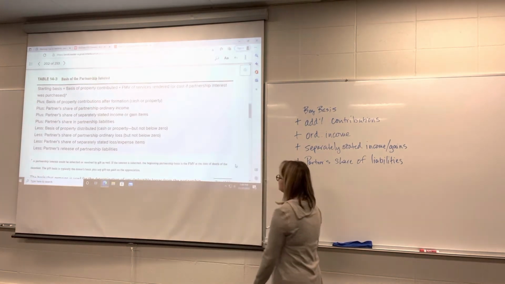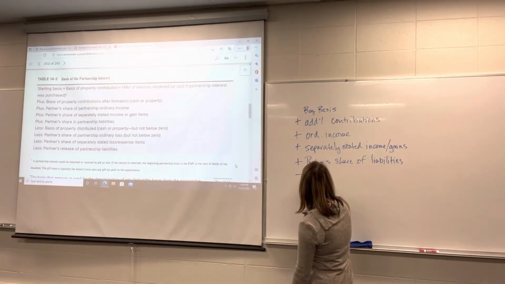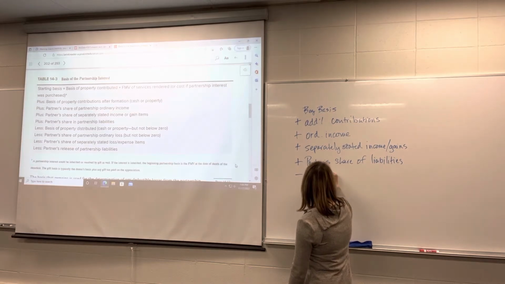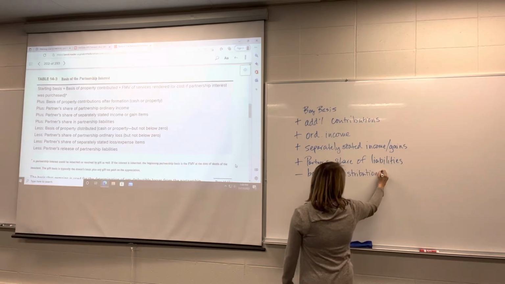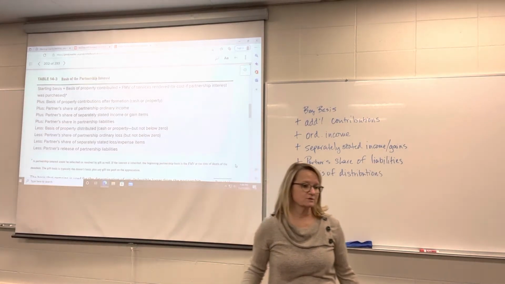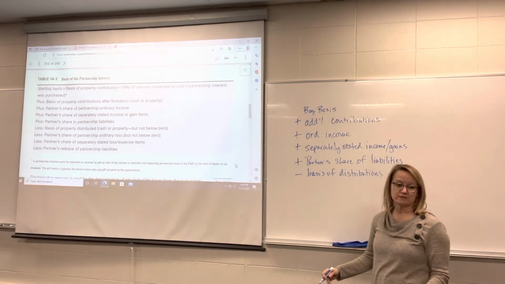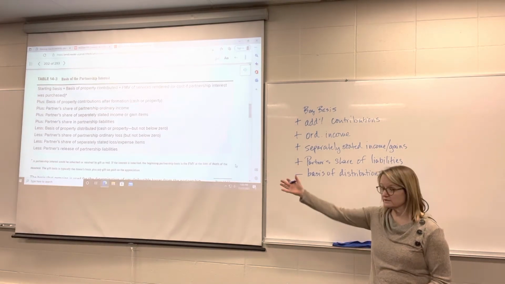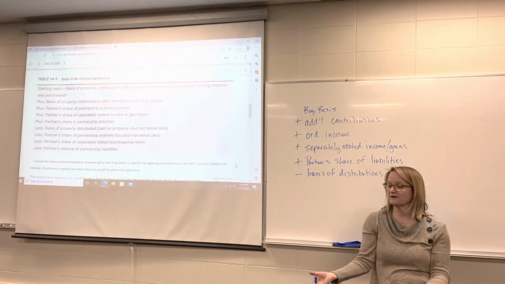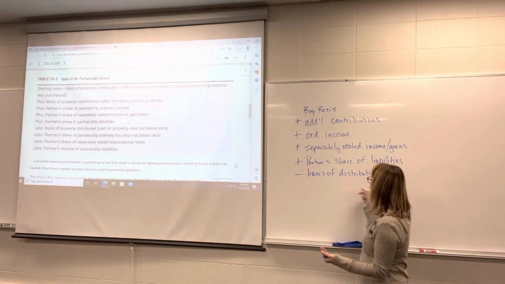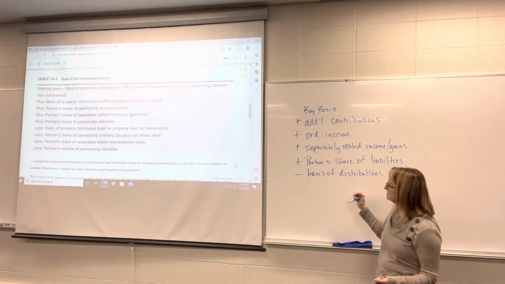Then we're going to have some subtractions. So basis of property distributed. I'm just going to call them distributions. So if it's cash, $20,000, the basis of $20,000 is $20,000. If a piece of equipment is distributed, whatever the basis was in the hands of the partnership is going to be the amount of the distribution to the partner. So if it has a basis of $5,000, then that would act like a $5,000 distribution to the partner.